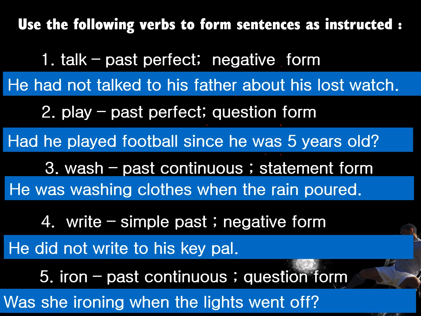Was she? So it should be was she instead of she was, as in the statement form, but this time we want the question form. So we say, was she ironing when the lights went off? You start with the helping verb followed by the subject followed by the verb in its ing form, and then you form the past continuous in the question form.